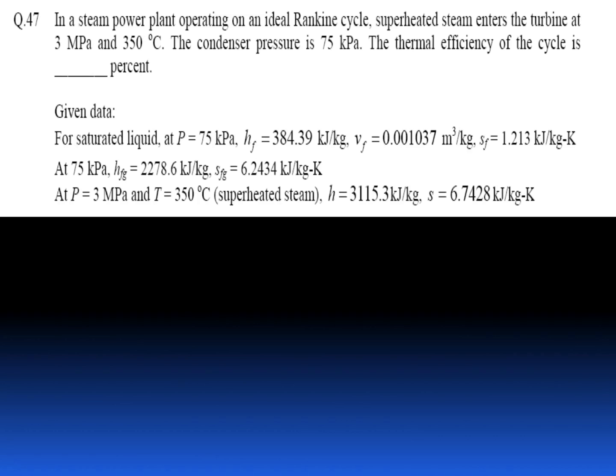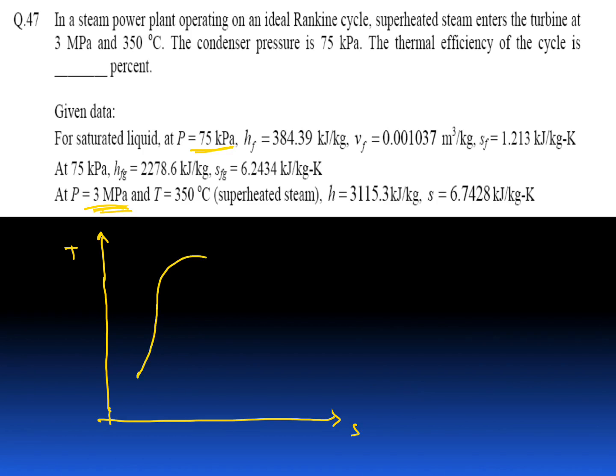Saturated liquid at 75 kilopascal. This is the condenser pressure. Then one more pressure is given, this one for superheated. So for the Rankine cycle, we will draw the TS diagram. This is the TS diagram.